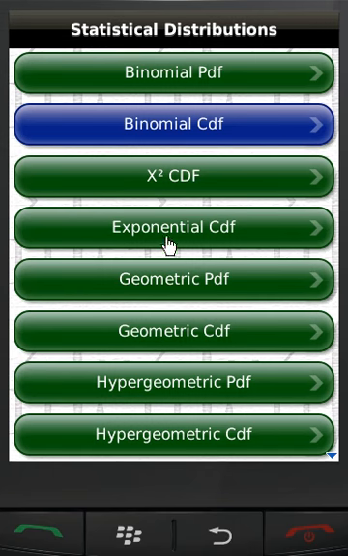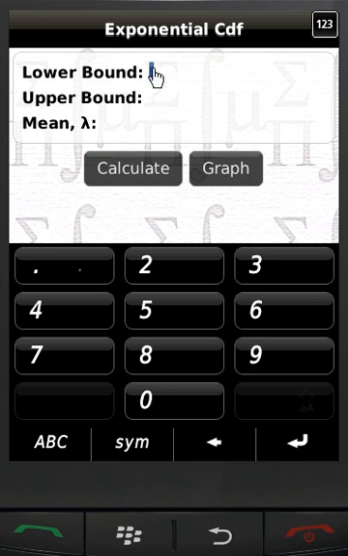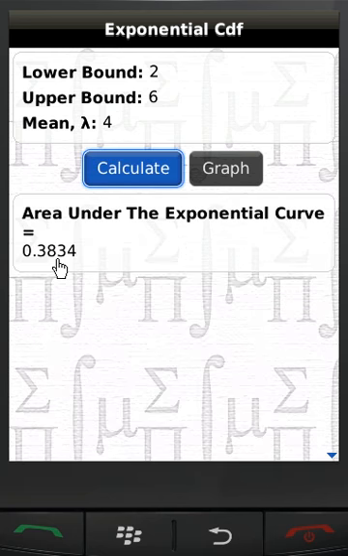The next distribution I'd like to look at is a continuous distribution, the exponential distribution. For continuous distributions, we usually enter a lower bound, an upper bound, and a mean. So let's just say that we're trying to find the area under the curve, or the probability for success, that a value will fall between 2 and 6 if we know the mean is 4. I just made these numbers up. Of course, it'll change for your problem. I click calculate, and I see that the probability for success, or the area under the curve, is 0.3834.